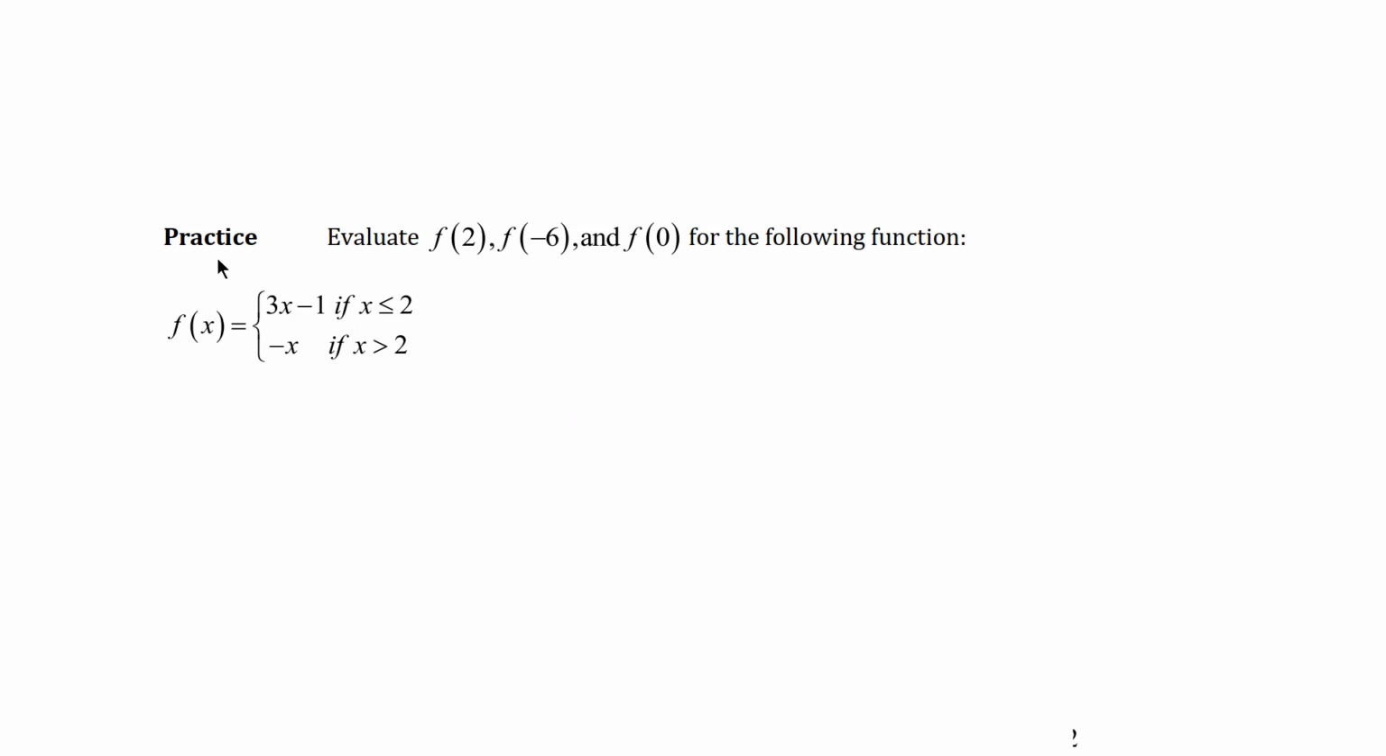Next, we have a practice problem. Evaluate f of 2, f of negative 6, and f of 0 for the following function. Here we have the piecewise function f of x equals 3x minus 1 if x is less than or equal to 2, and f of x is equal to negative x if x is greater than 2. Okay, so go ahead and pause the video, try out this problem, and then check back with the video to see the solutions.